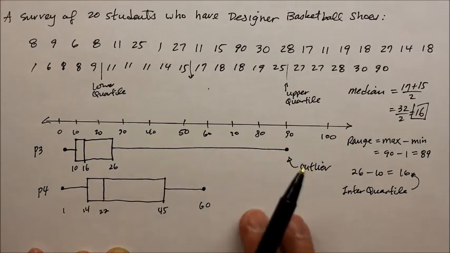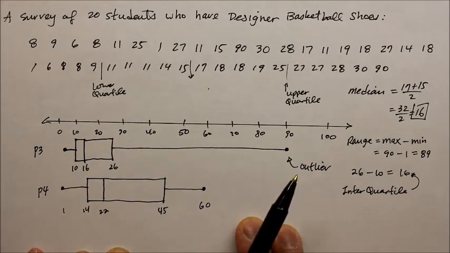Wow. So that's how you compare groups of data using the box and whisker plot. There it is.